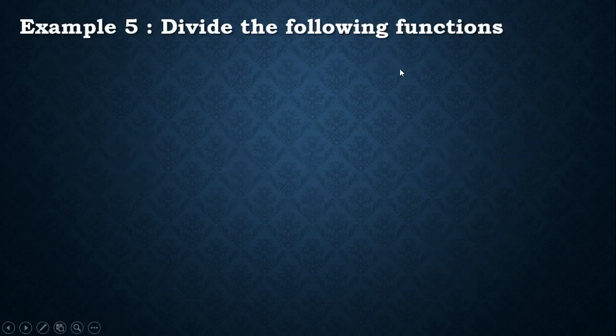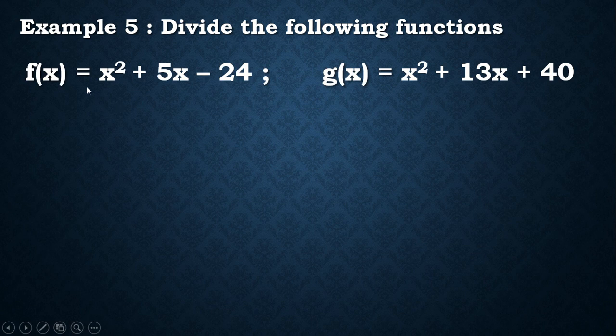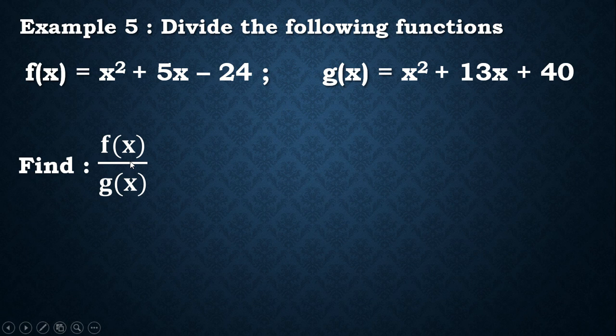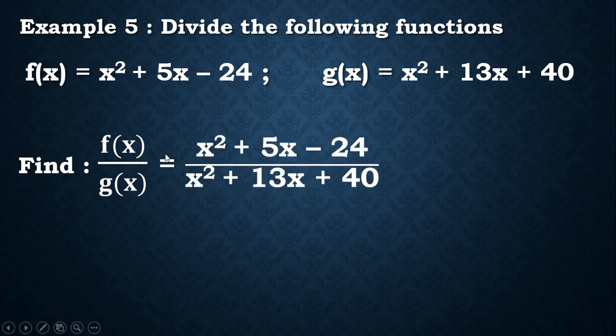Let's proceed to our example number 5. Divide the following functions. We have f of x equal to x squared plus 5x minus 24, and g of x equal to x squared plus 13x plus 40. And then we have to find f of x divided by g of x, or f of x over g of x. We have to substitute f of x, which is x squared plus 5x minus 24, and then g of x, which is x squared plus 13x plus 40.